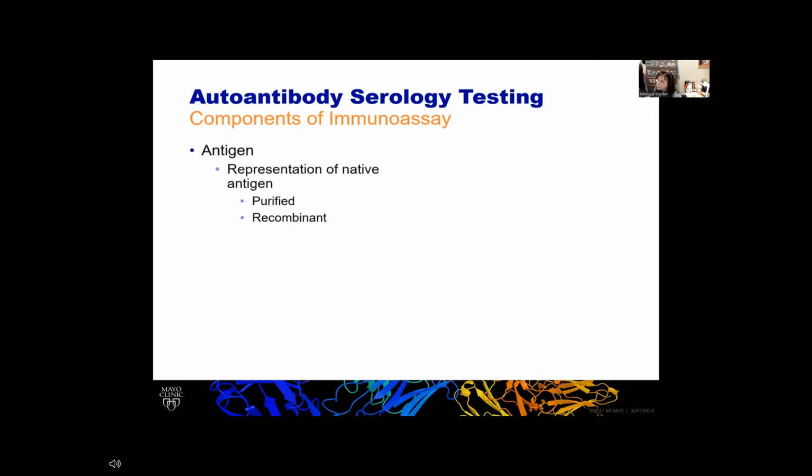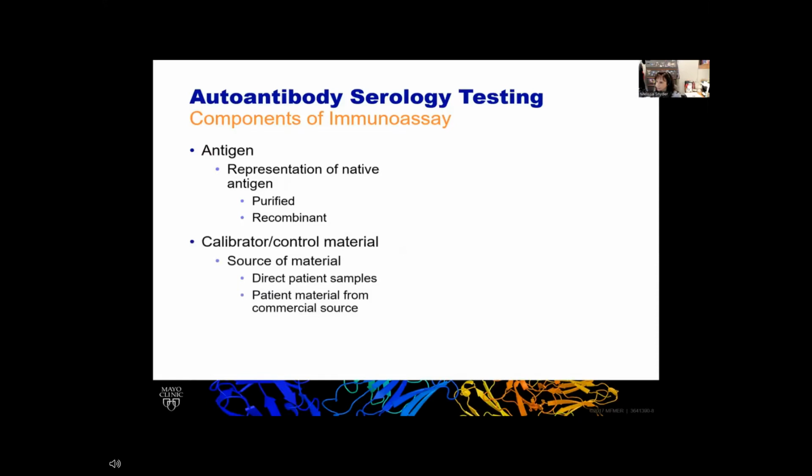So we'll be focusing primarily on immunoassays today, so I thought it would be relevant to think a little bit about the components of an immunoassay. We have an antigen, which is what's capturing your autoantibody. We really want to make sure that this is representative of the native antigen. This could be purified or recombinant, but somehow it needs to represent whatever native antigen the autoantibody is recognizing. We need to have some source of calibrator or control material, and the source of this material can be very important, whether it's sourced directly from patient samples or whether it's patient material that comes from some kind of commercial source.